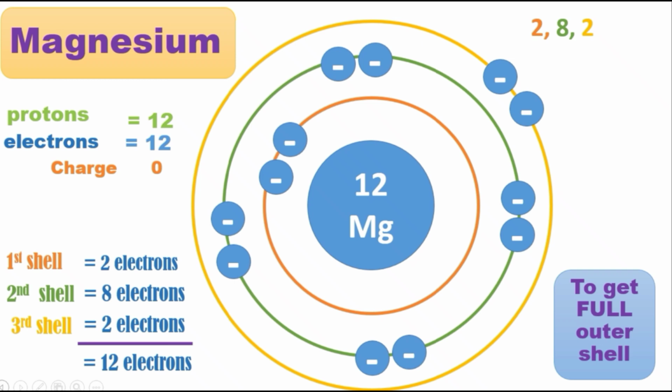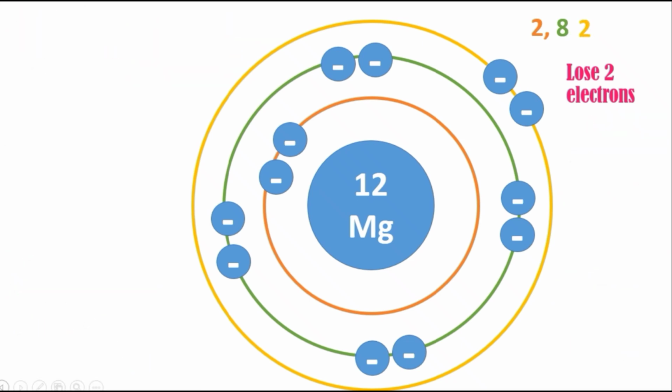To get full outer shell, the magnesium atom needs to lose 2 electrons or gain 6 electrons. So instead of gaining 6 electrons, the magnesium atom will lose its 2 electrons.